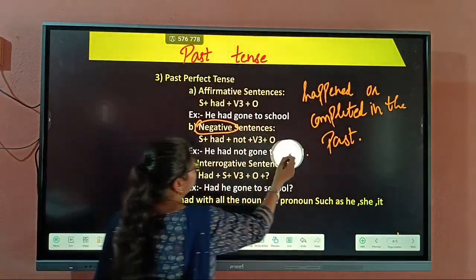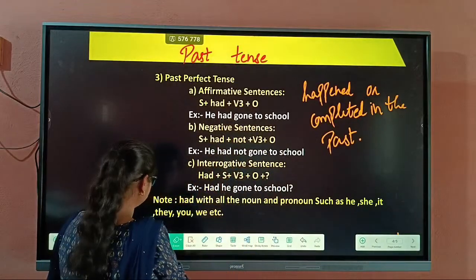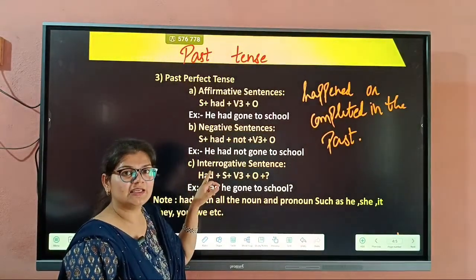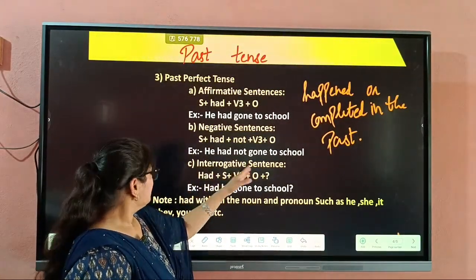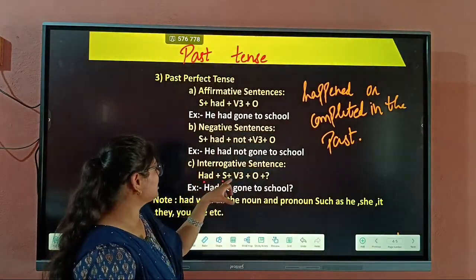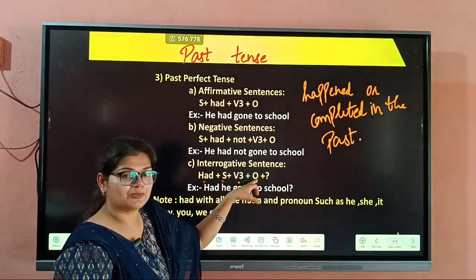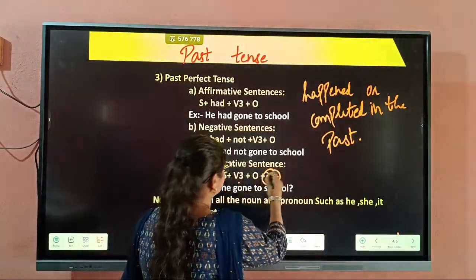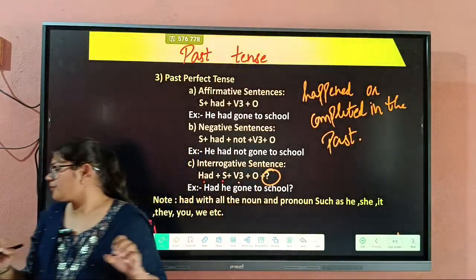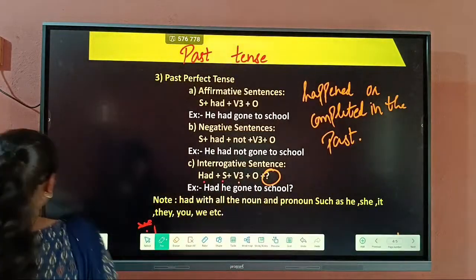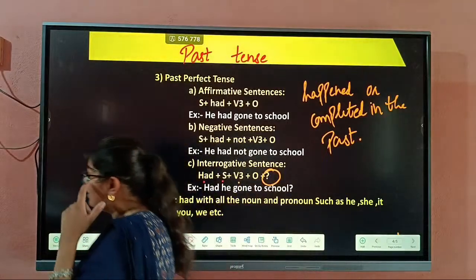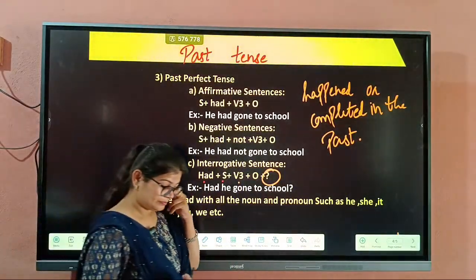Now, the other one we will discuss in this part, the last one, that is the C, interrogative section. In the interrogative sentences, we will use had, subject plus verb's third form plus object and question mark. Had he gone to school? Had the bell rung before I reached the school?